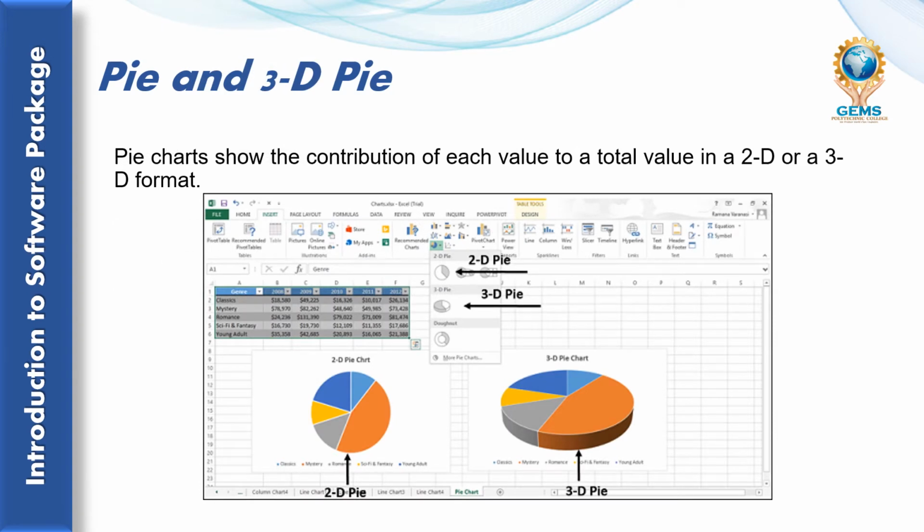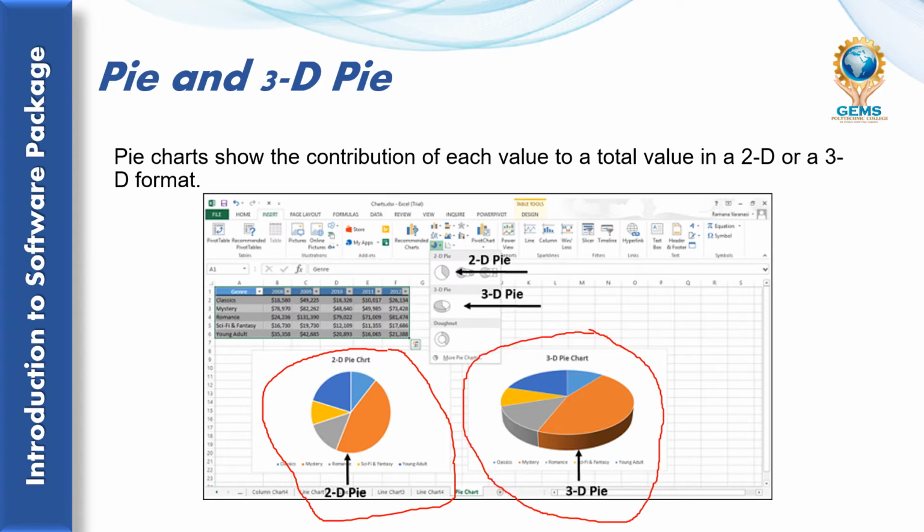So pie chart shows the contribution of each value to the total value in the 2D or 3D format. The first types of pie chart are 2D pie and 3D pie. This image shows the 2D pie chart and this image shows the 3D pie chart.